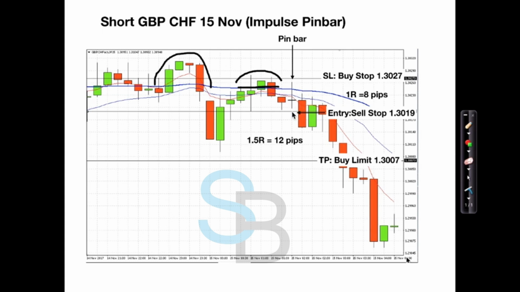Right? And again, you can see our entry was over here, stop loss over here, and profit target over here. So this was a very nice winning trade again. Okay. All right. So that concludes finding high probability setups for the impulse pin bar setup.